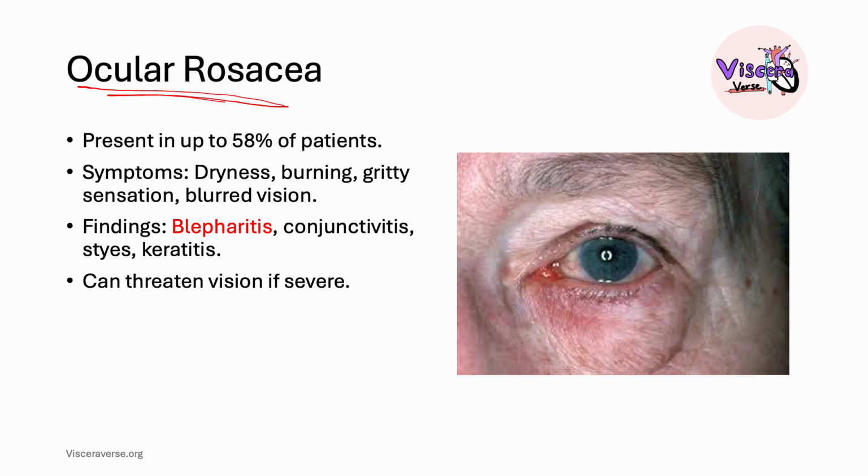Ocular rosacea presents in up to 58% of patients. Symptoms include dryness, burning, gritty sensation, and blurred vision. And the findings include blepharitis, where we have red eyelids, conjunctivitis, which is inflammation of the conjunctiva, styes, and keratitis. And all of these could be threatening to the vision, and again, we refer them to an ophthalmologist.